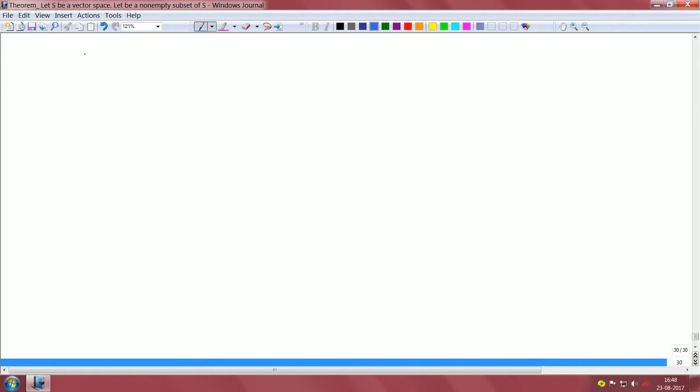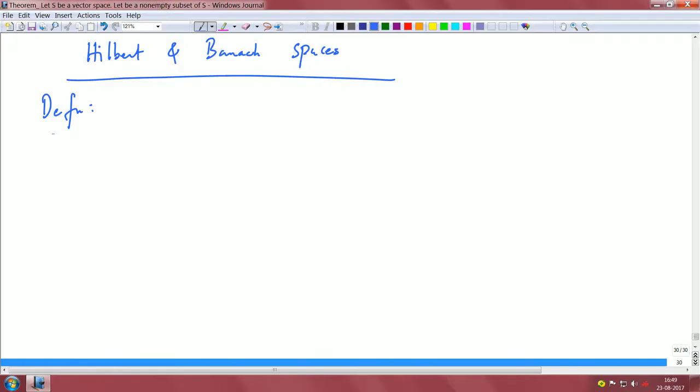So I would also like to briefly mention about Hilbert and Banach spaces, and we will deal with these Hilbert spaces extensively in signal processing. So we will see what the definitions are.